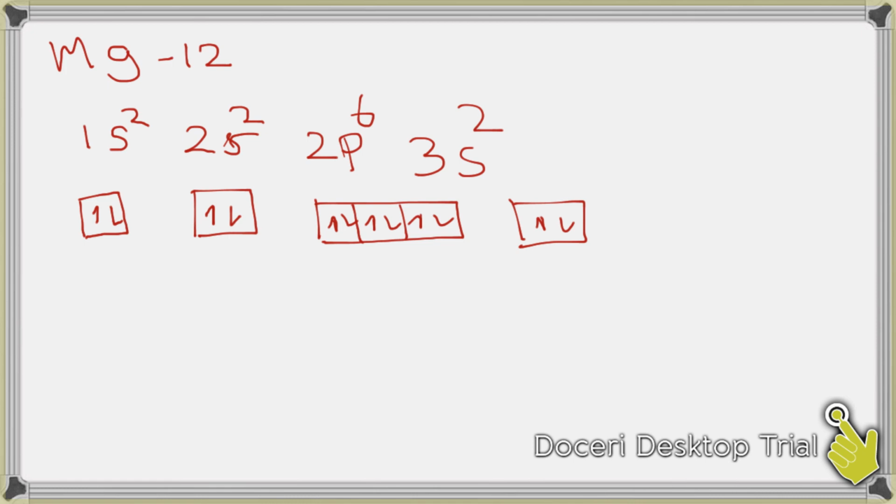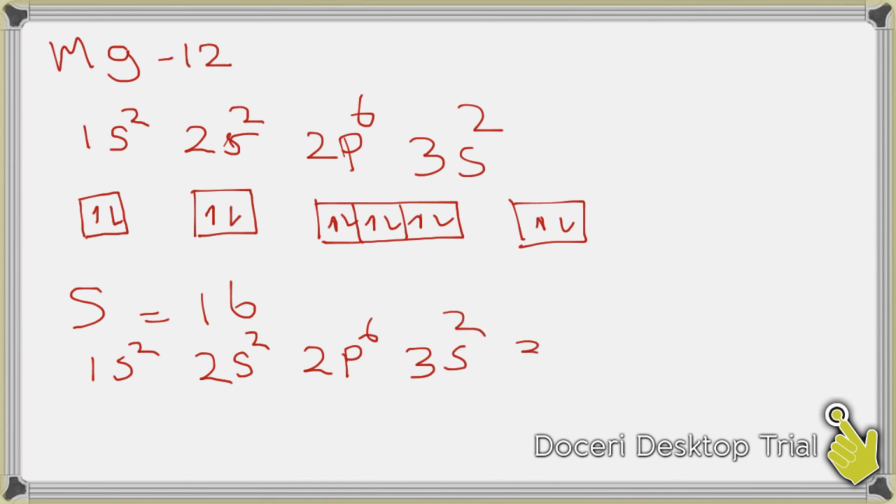And then I have another one. Let's take sulfur, which is 16. I'm writing 1s2, 2s2, 2p6, 3s2, 3p4. When you count the superscripts, they represent the number of electrons, and it gives 16. And then you draw the orbital diagram.